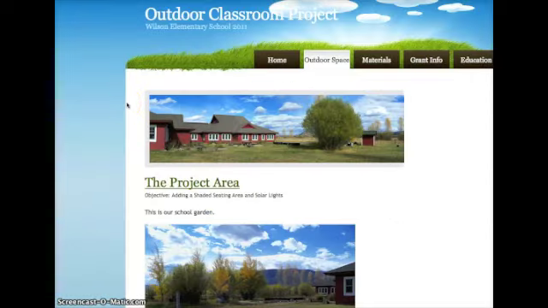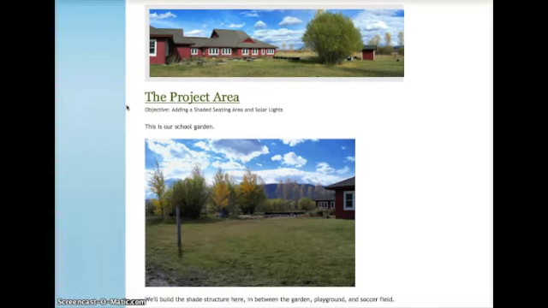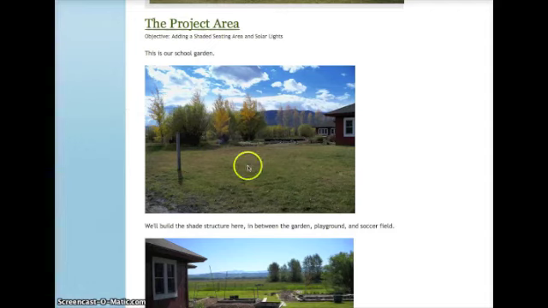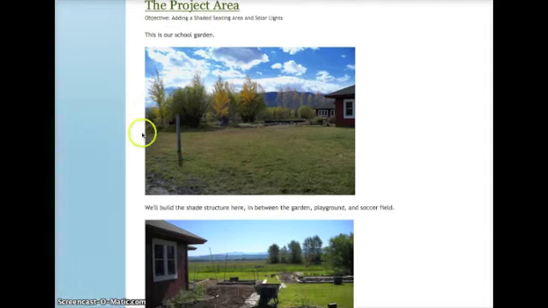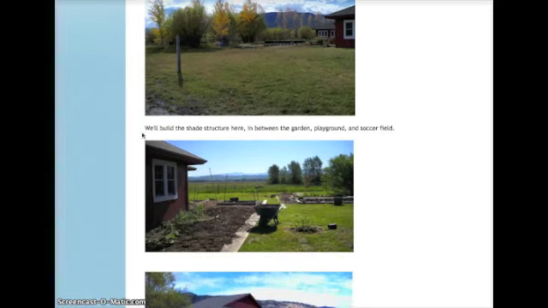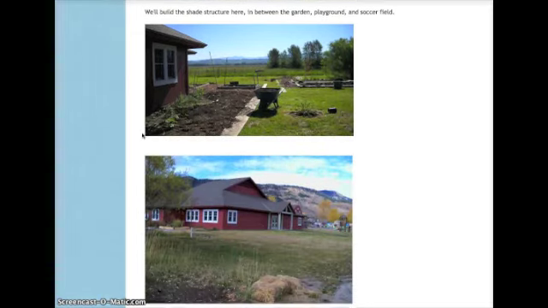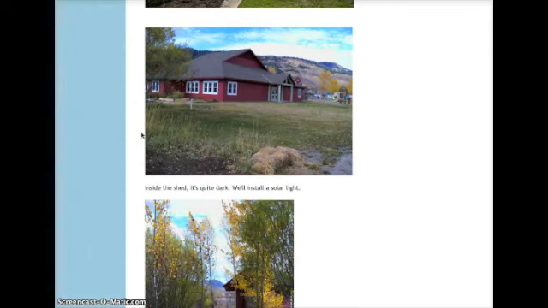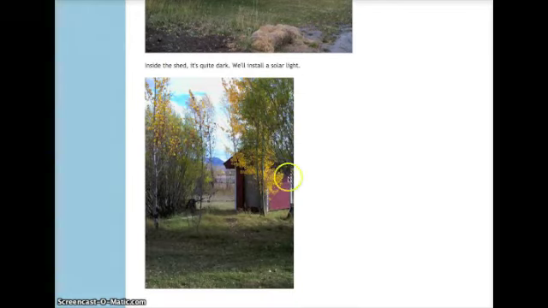We have a school garden at my school that I manage, so my grant application proposed to build a shaded seating area in the garden to be used for garden activities, class projects, and a great place for creative writing. Also, I'm adding technology to our garden by installing solar lights into our really dark garden shed.